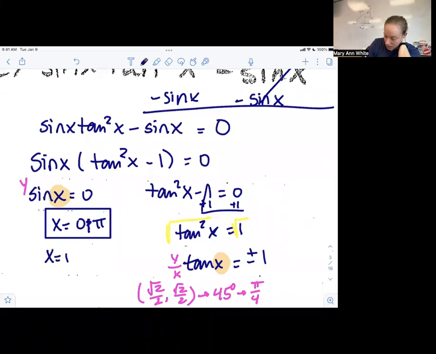So x equals pi over 4, 3 pi over 4, 5 pi over 4, and 7 pi over 4.